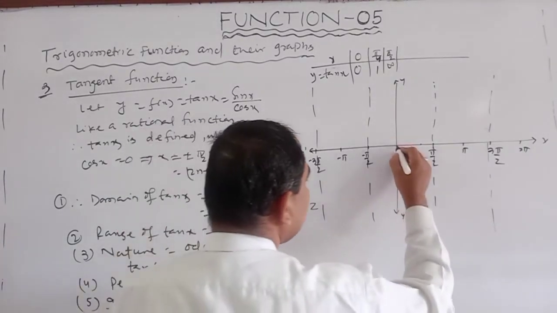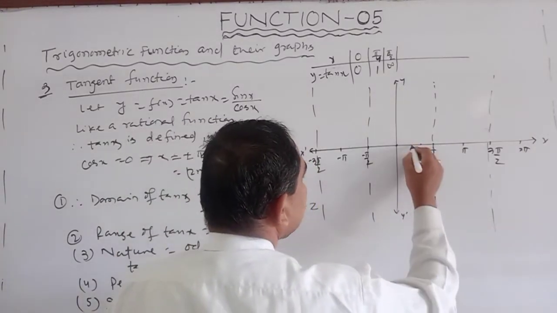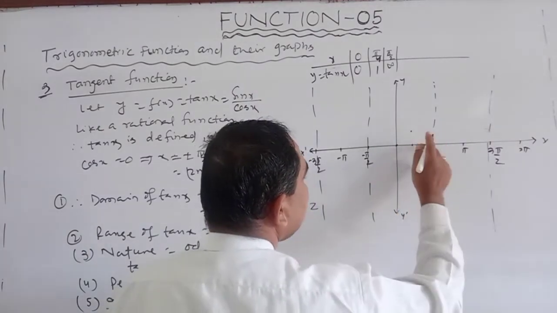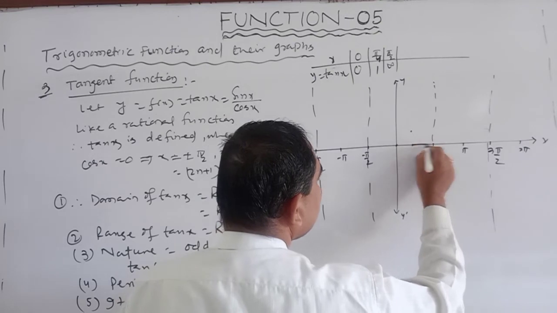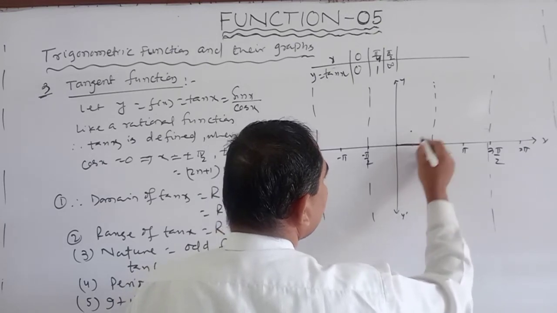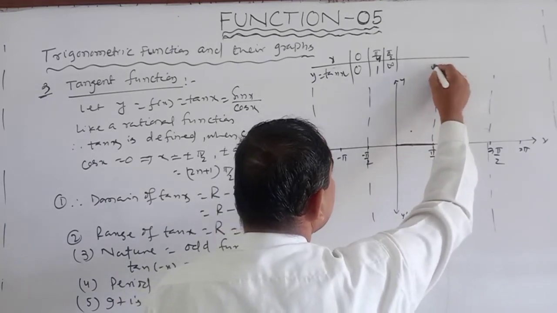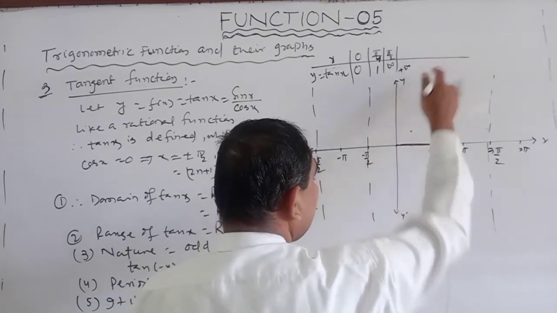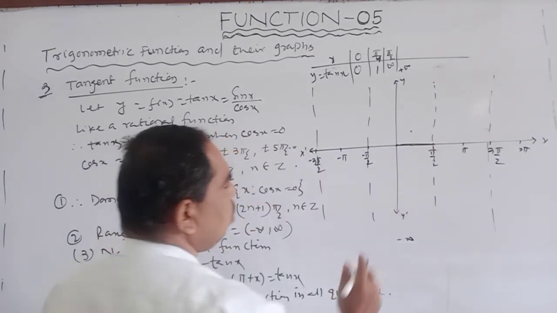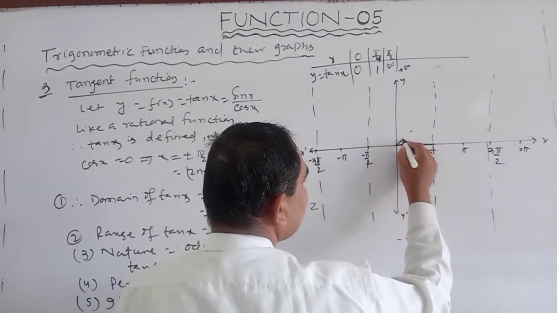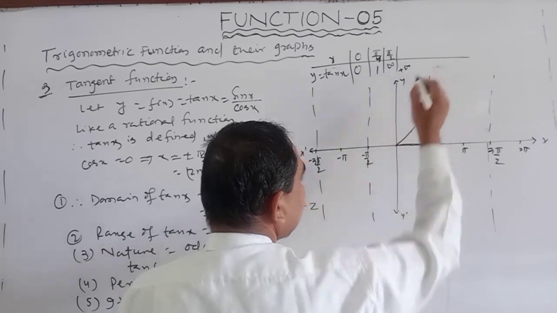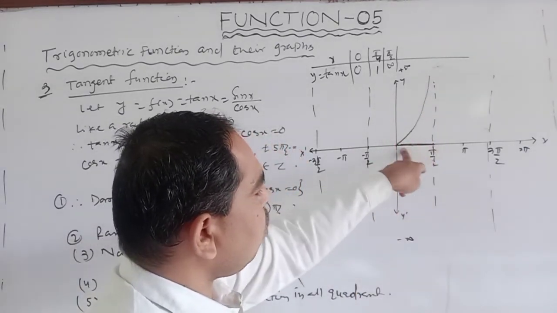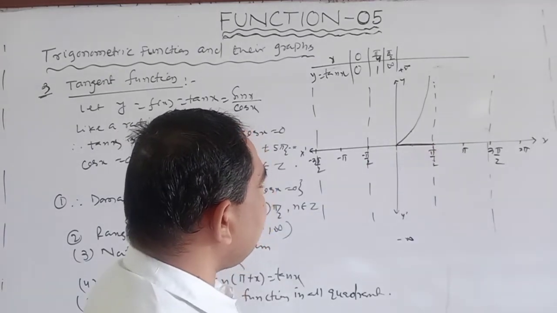So tan 0 is 0. This is pi by 4. This is 1. Tan pi by 4 is 1, tan pi by 2 is infinity, this is plus infinity and this is minus infinity. So the graph looks like this in the first quadrant, from 0 to pi by 2, this type.